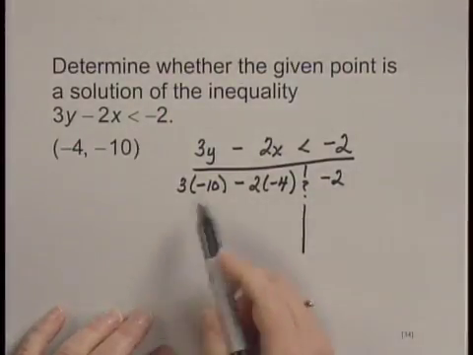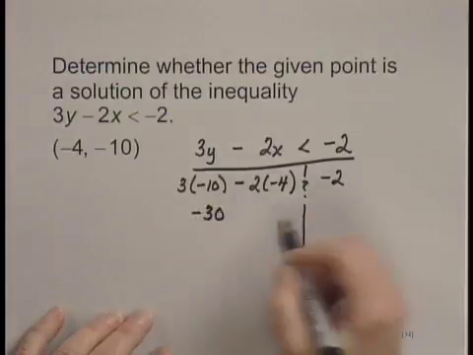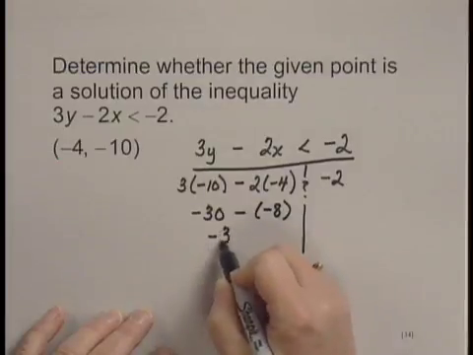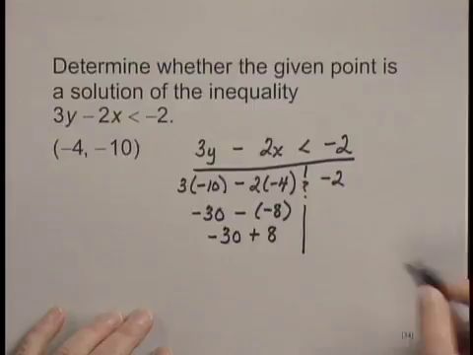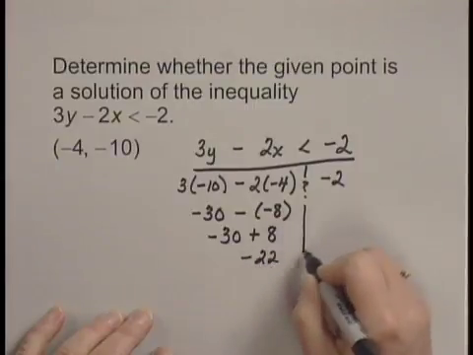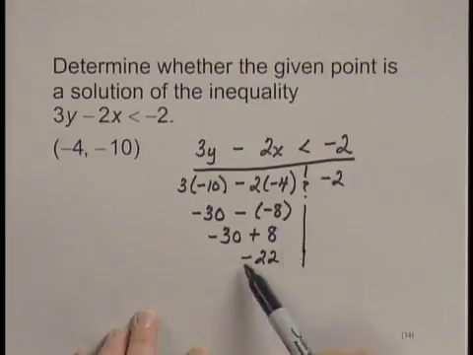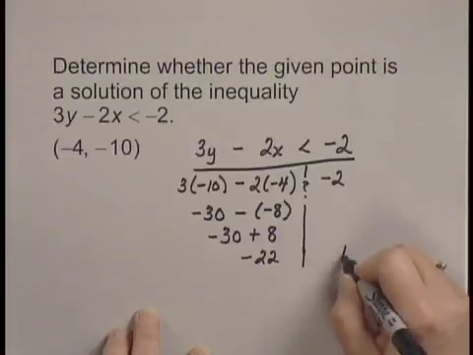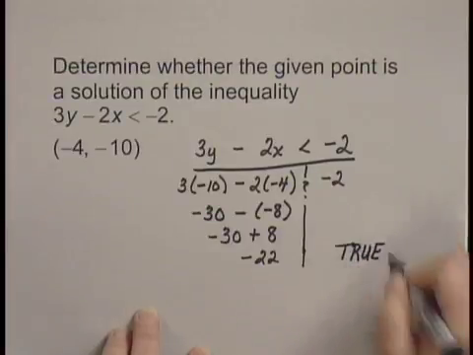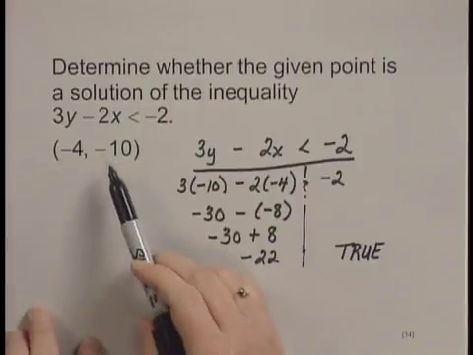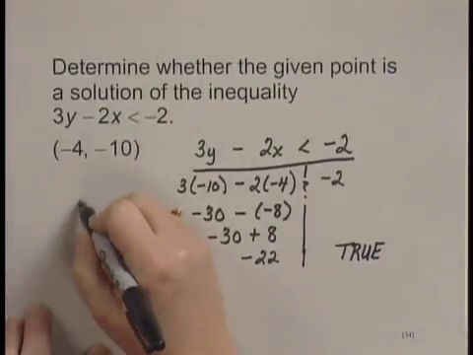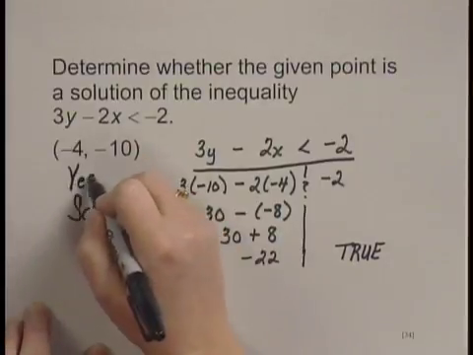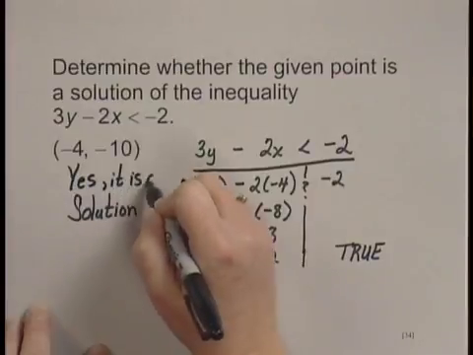While doing the calculations on the left side, we have -30 minus -8, which is the same thing as -30 plus 8, which is -22. So we ask ourselves, is -22 less than -2? It is less than -2. It's a true inequality. So we know that this point is a solution of the inequality, and we can write that it is a solution. Or maybe to make it more clear, yes, it is a solution.